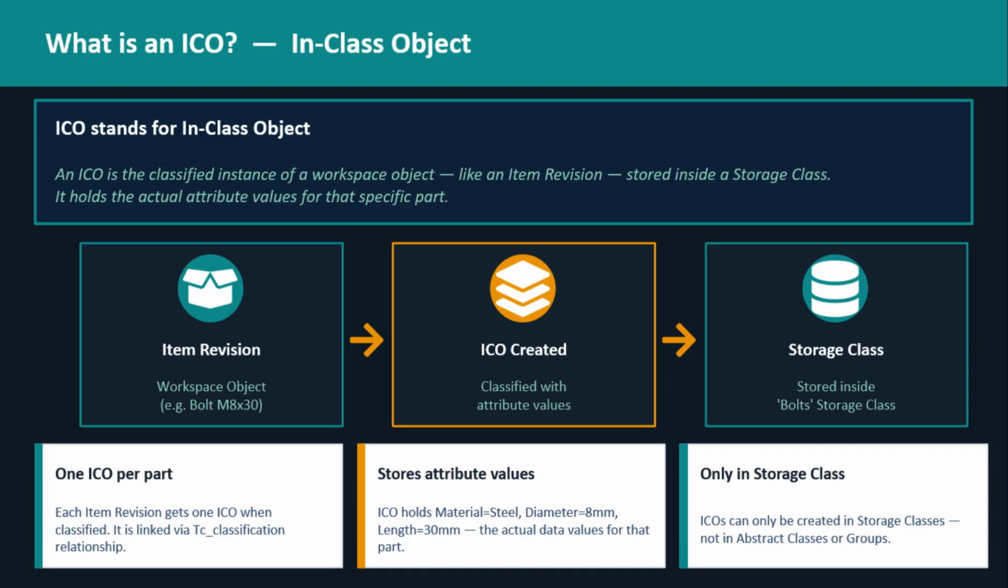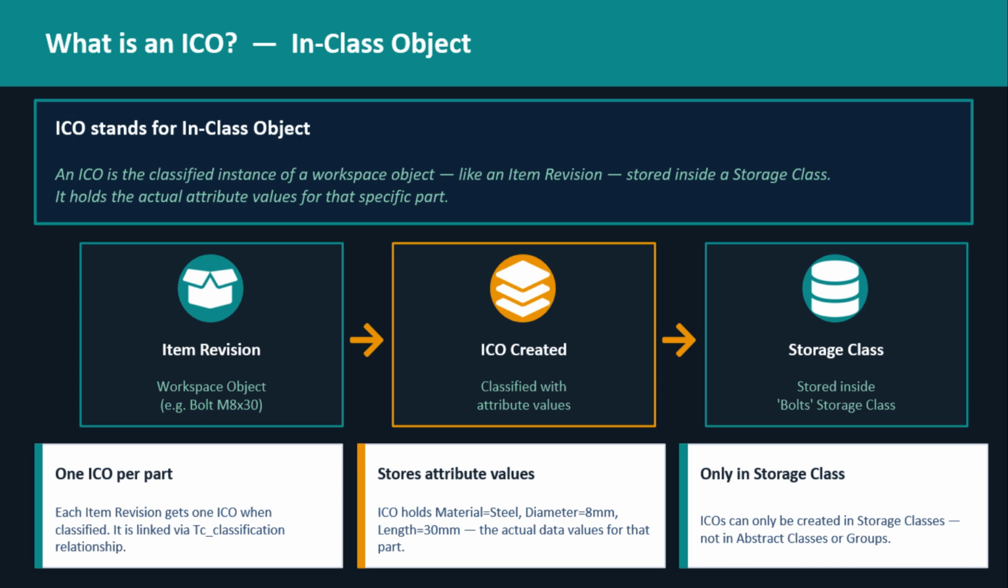Now let's understand the term ICO. ICO stands for in-class object. When you classify a workspace object like an item revision inside the classification hierarchy, an ICO is created. This ICO is the classified instance of that item revision. It is stored inside a storage class and it holds the attribute values for that specific part.